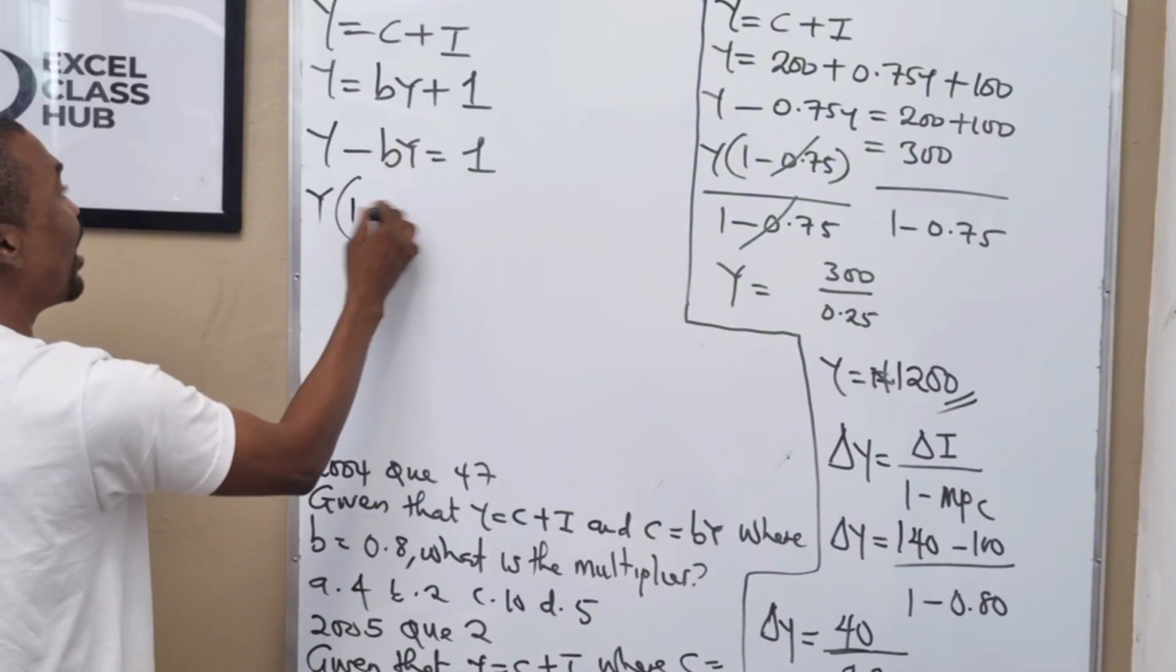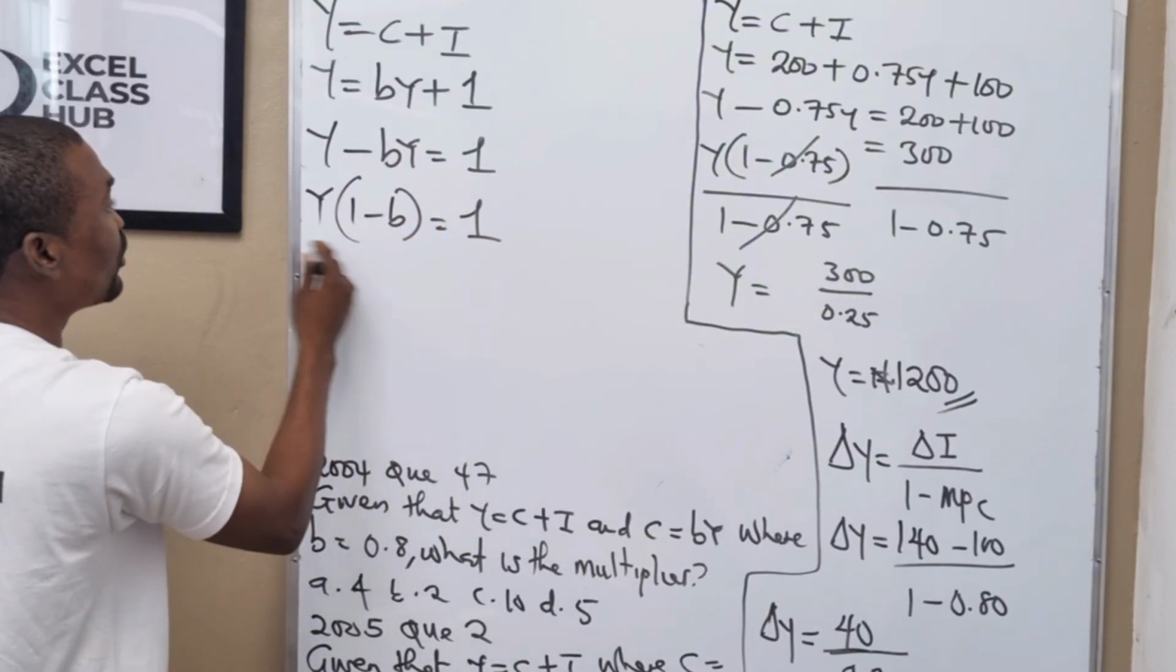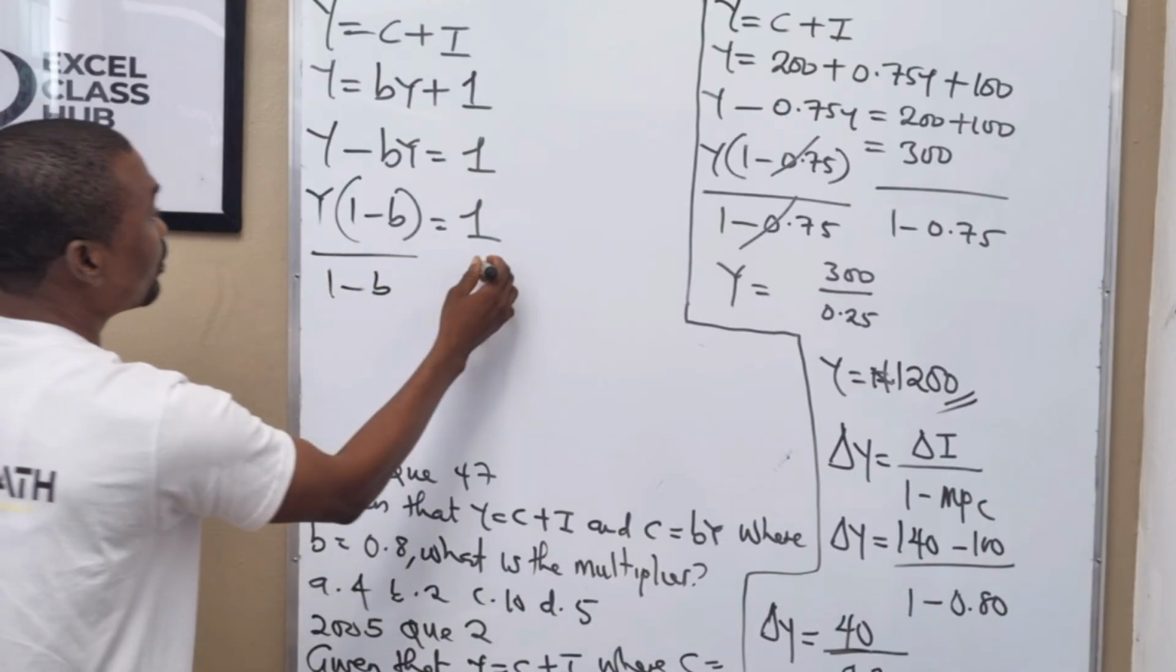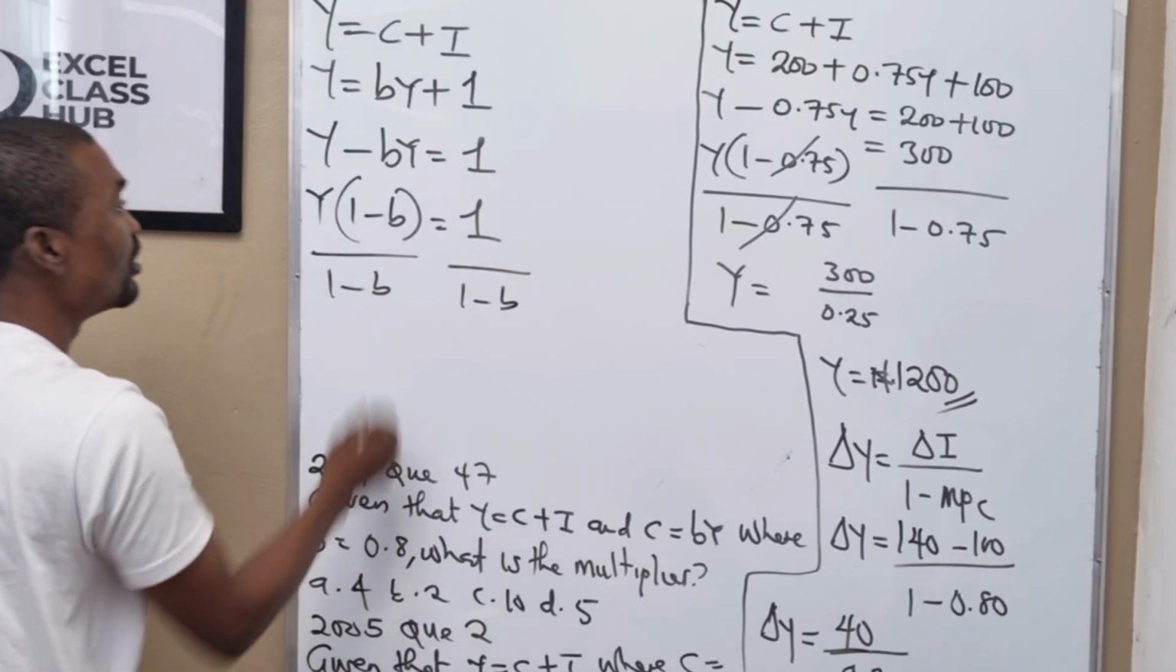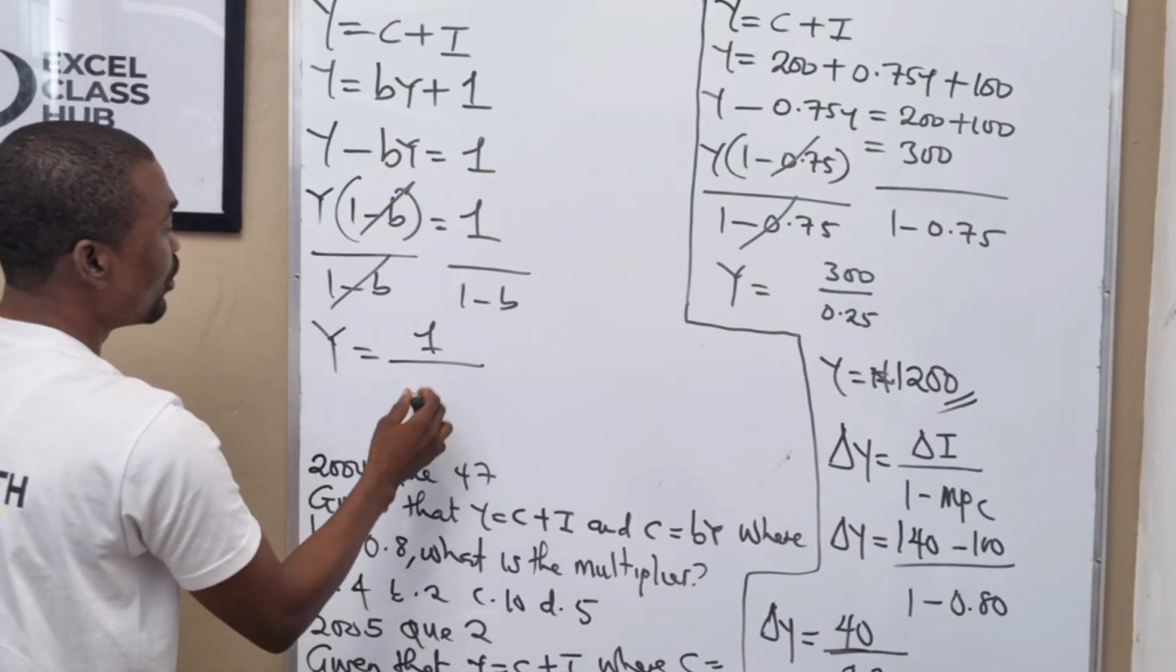What do you have left? You have 1 minus b equals to what? 1. So you divide both sides by the coefficient of y, which is 1 minus b. Here also is 1 minus b. This we cancel this. You have y equals 1 all over 1 minus b.